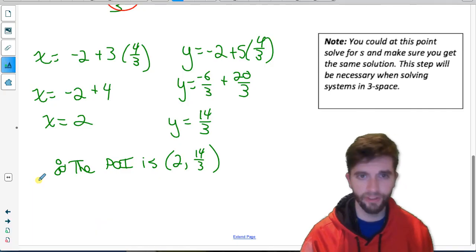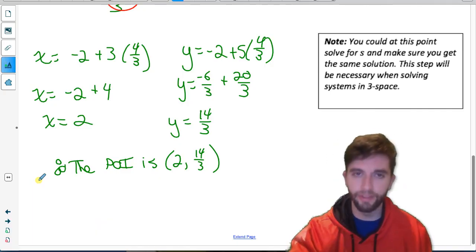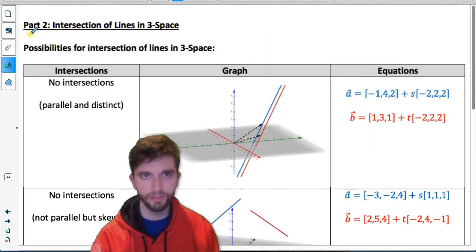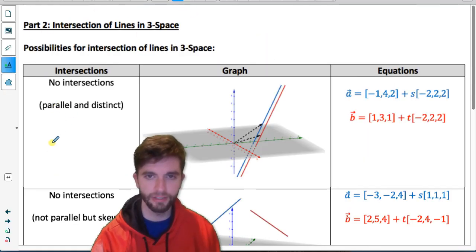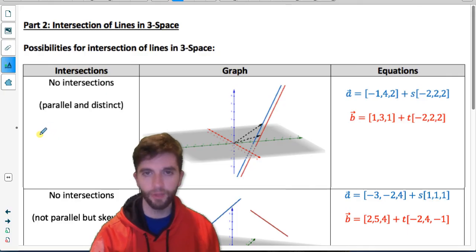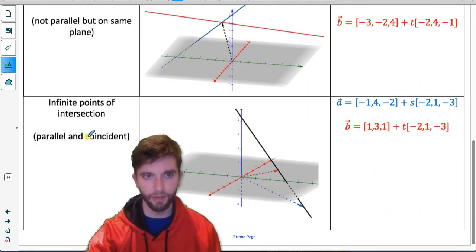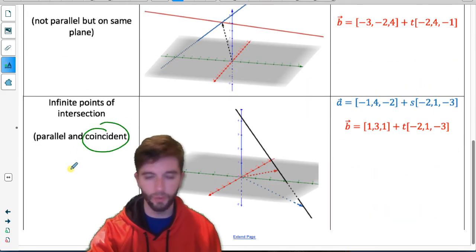Okay, that's it for solving systems of lines in 2-space. Let's move on to solving systems of lines in 3-space. Alright, part 2, intersection of lines in 3-space. There are now 4 options for what could happen. Now, if the lines are parallel, the same 2 options, they could be parallel and distinct, or I think it's the bottom option here, they could be parallel and coincident.